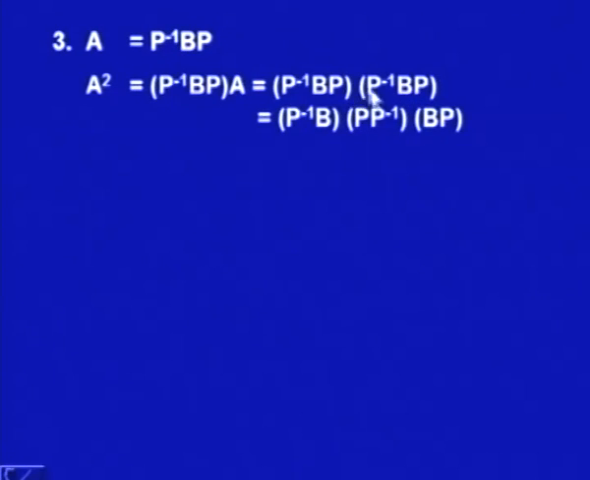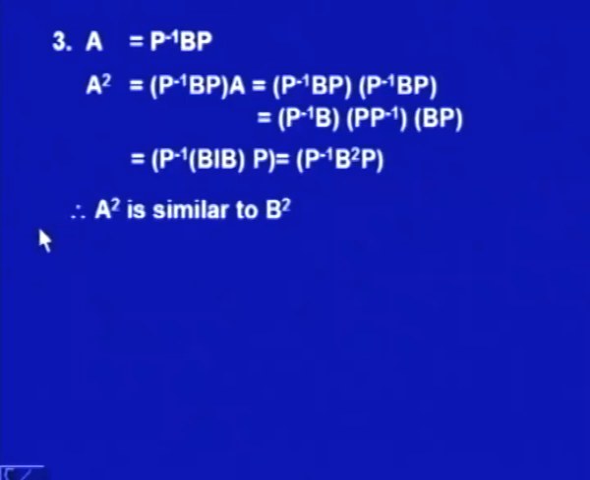So, you can change the brackets, and that is why I write down this product as P inverse B into P inverse into BP, and that gives me P inverse B, this is I, and BP. So, it is P inverse B I BP, and then one can write down this product as P inverse B square P. So, there we have written A square is equal to P inverse B square P, and from the definition of similar matrices one can say that A square is similar to B square. So, now let us assume that A^(k-1) is similar to B^(k-1).